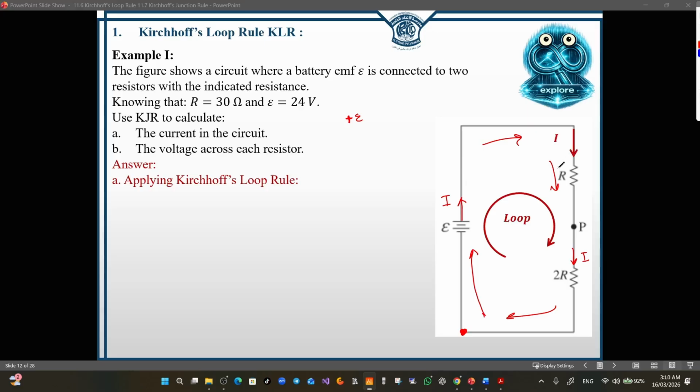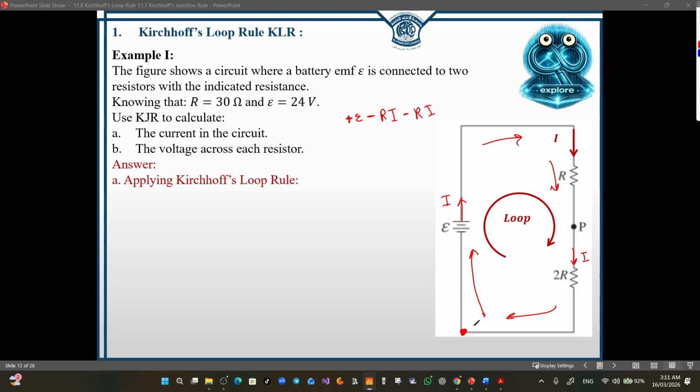Now here we can compare the direction of the loop with the direction of the current. If we find them in the same direction, then we use Ohm's law with a negative sign because they have the same direction. So minus R times I. Now for the second resistor, also here the direction of the current and the direction of the circulation is the same. So again, we use the minus Ri.